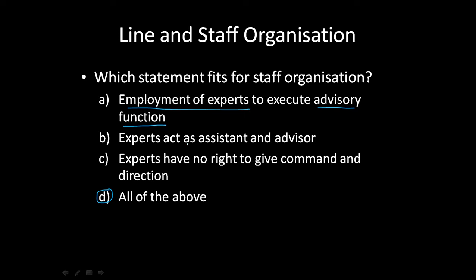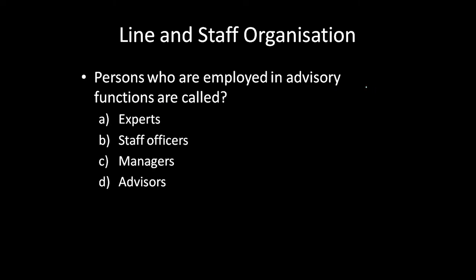Now, they do not work as direct workers, they work as assistants. Their function is more like advisors. But at the same time, they have no right to give any command or direction. They are not people who would change the course of action. They don't have that right. They can only give advice, but they cannot do further. So all these three statements define what staff organization is. So the answer is all of the above. Let us move to the next question.